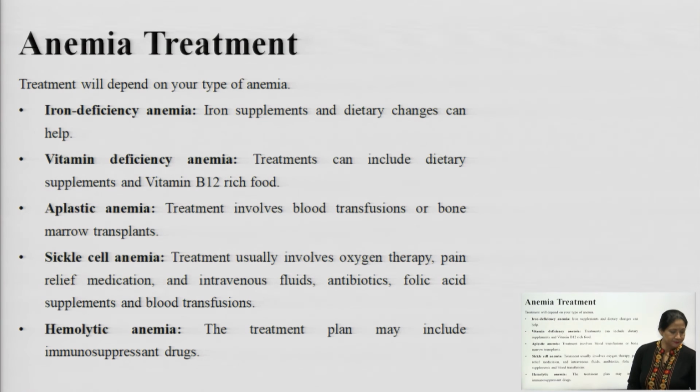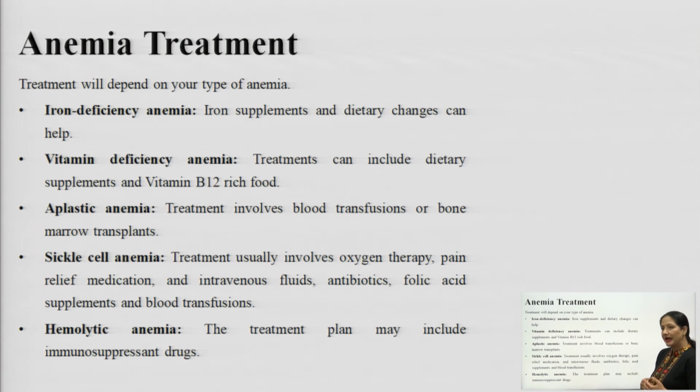Next is the treatment part. What is the treatment for the anemia? So treatment of anemia can be done according to the disease, according to the type of anemia. If the person suffers from iron deficiency anemia, then according to the requirement we have to give the iron supplement so that this deficiency is overcome.